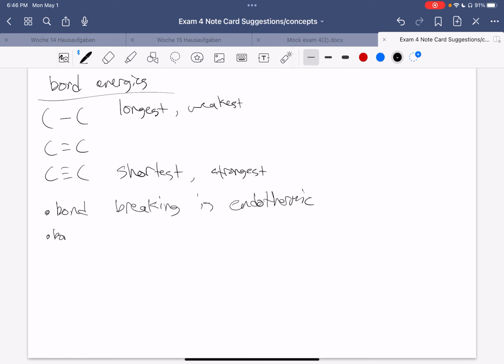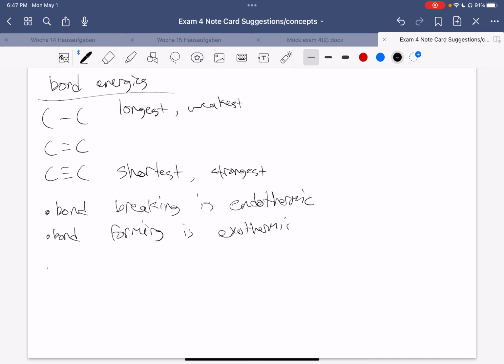And then bond forming is exothermic. You can think of this as, if in the process of overloading a bond you put a bunch of energy into it to break it, then whenever you form something to create a more stable molecule, it's going to expel a bunch of that energy to form that stable molecule.